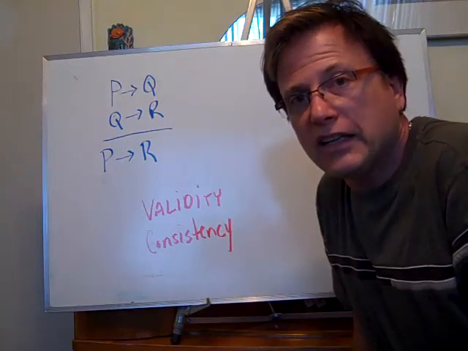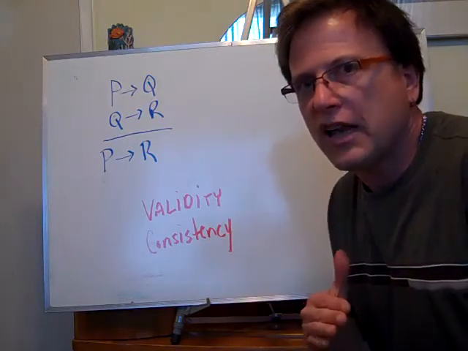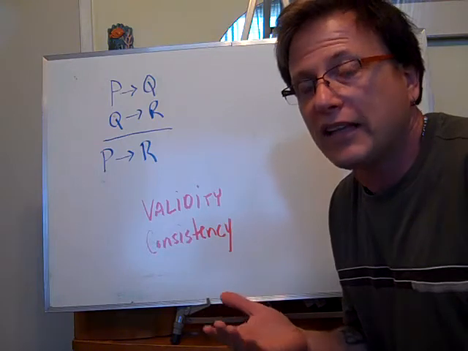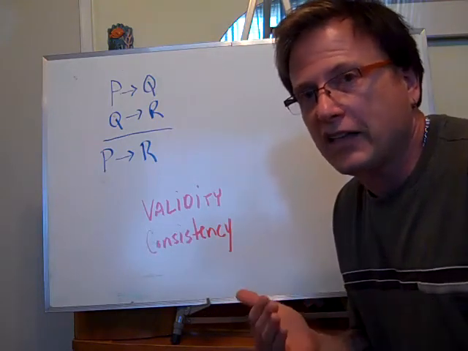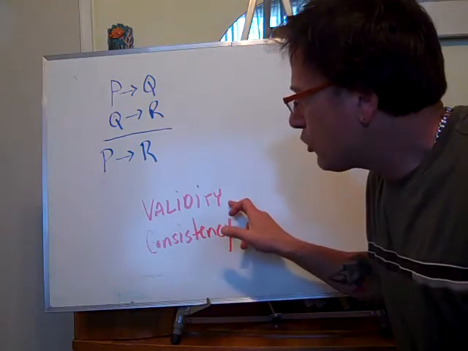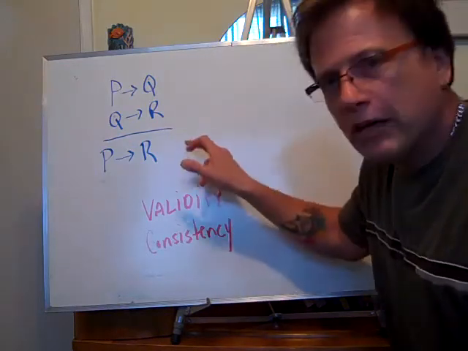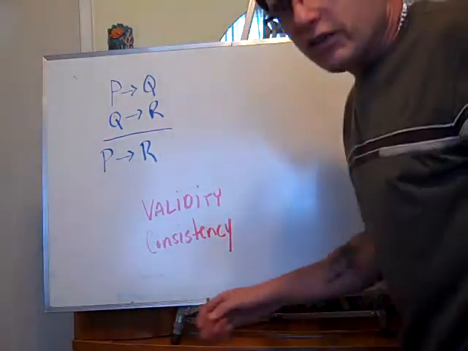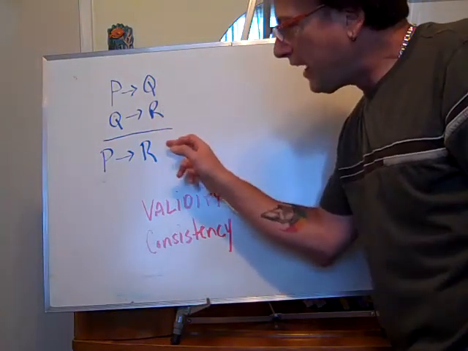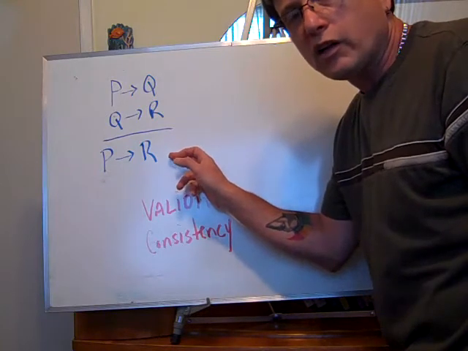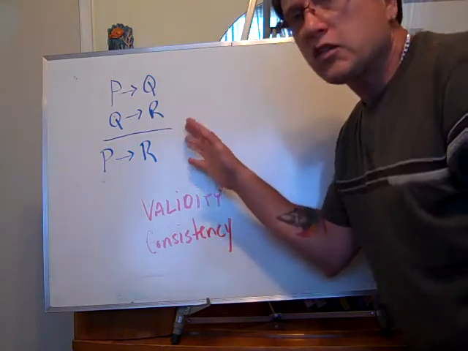Remember our definition of validity. Arguments are valid, not statements. Arguments are valid or invalid, and actually, to be more precise, deductive arguments are valid or invalid. So when we're checking for validity, we have an argument up here. What we're asking ourselves is: is it possible for these two premises to be true at the same time that the conclusion is false? If that is the case, then this is not a good argument.